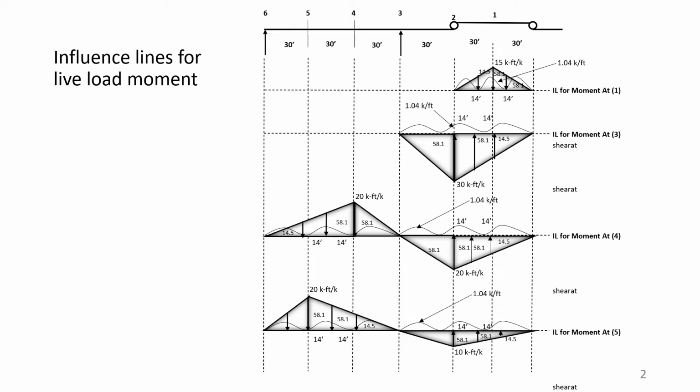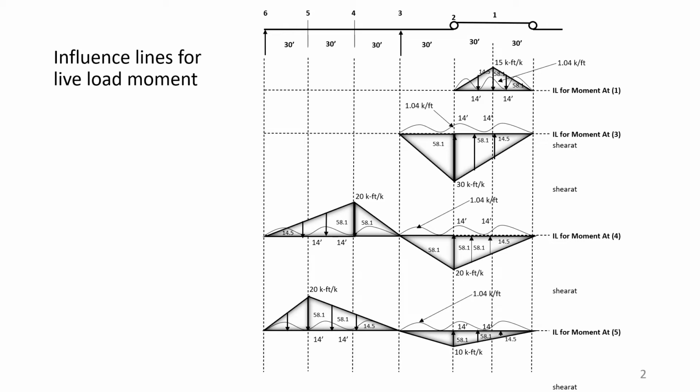If we multiply this 1/3 reaction at the left support, we will get the ordinate of the influence line at point 4, and that distance is 60. If we multiply 60 by 1/3, that gives us a value of 20 kip, and that is 20 kip feet per kip. This is the maximum ordinate here.